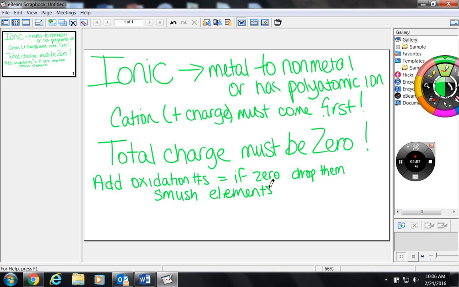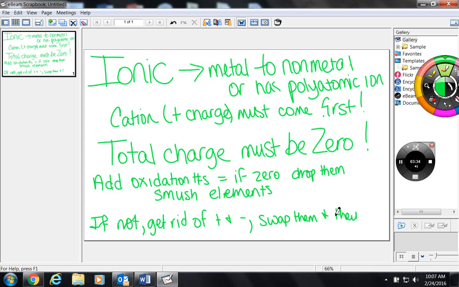Okay. So, let me give you an example. Everybody catch up with me and then I'm going to add a slot, because I'm out of room. So I'm going to write one more thing. If not, get rid of plus and minus. Swap them.